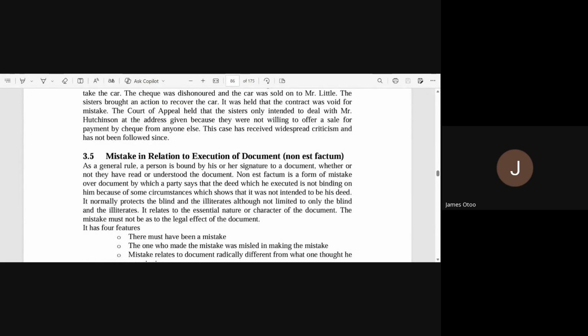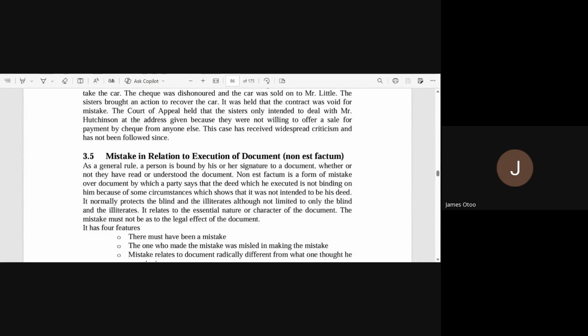Now you have what we call mistake in relation to execution of a document. Please let me ask you, if you go to the bank and they give you a document that's signed, do you read all of them? No, sir. Anyone else who responds? I know two people have responded, but I want another person.